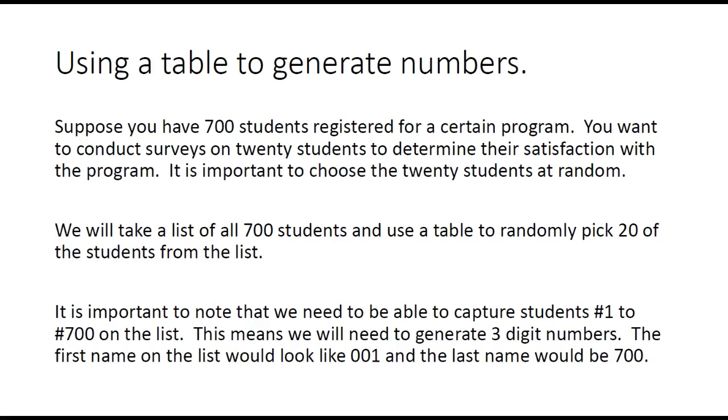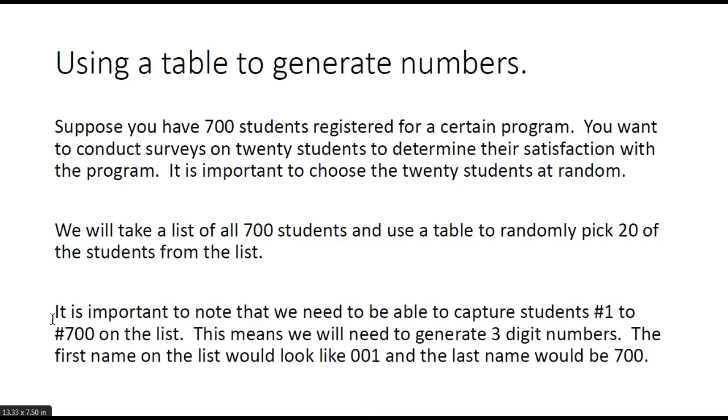Let's use the table to simulate an event. Here we want to randomly pick 20 students from all 700. It is only really random if every one of the 700 has a chance of being picked. We can number our students from 1 to 700 and use a table to collect numbers 1 to 700.